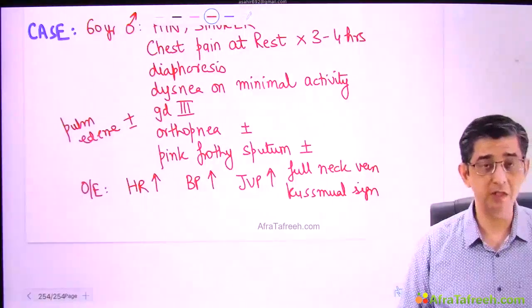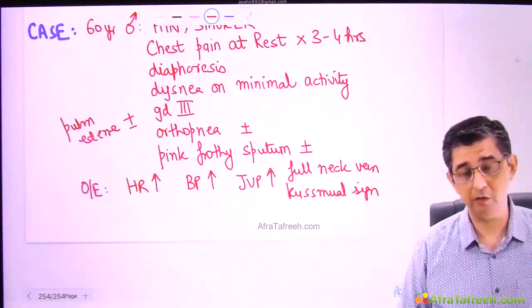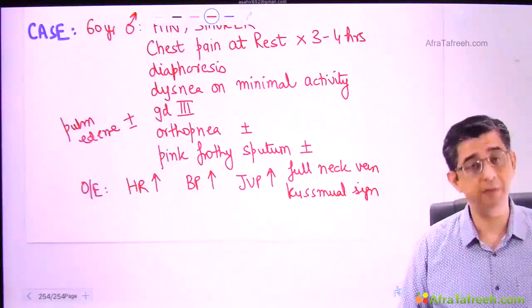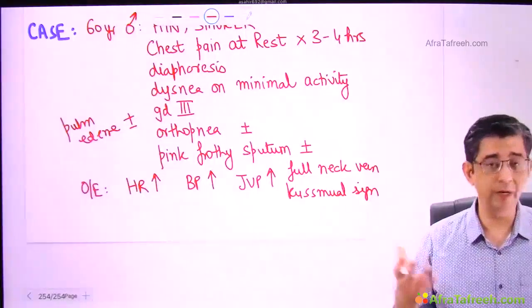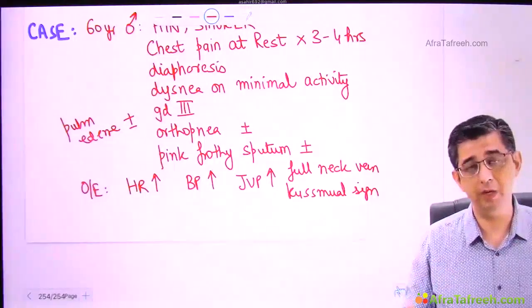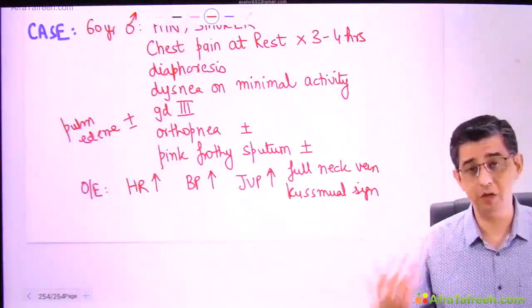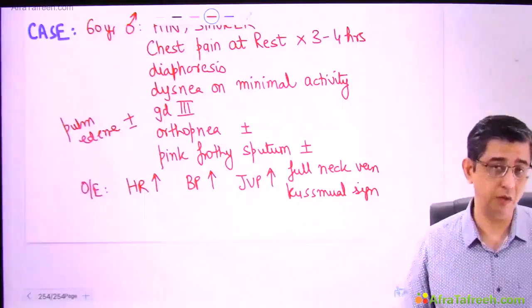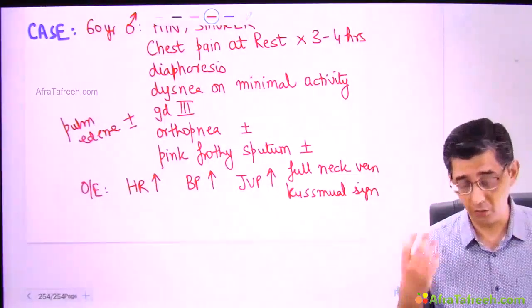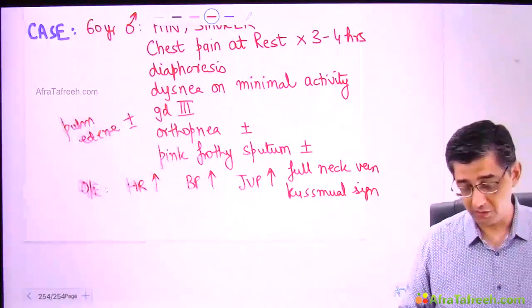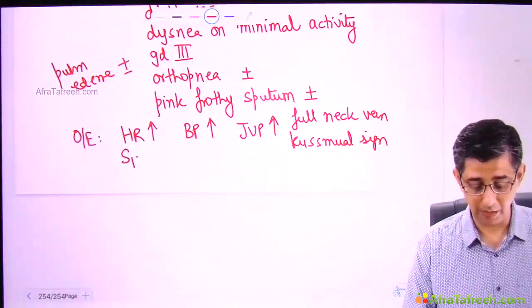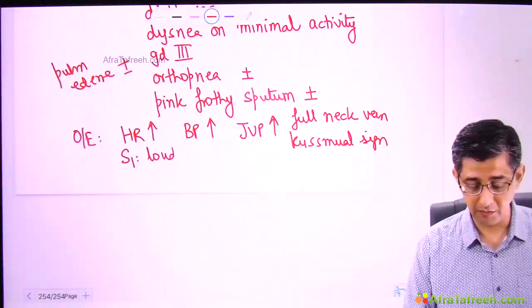Kussmaul sign has been discussed even for constrictive pericarditis. It is also present in patients who have restrictive cardiomyopathy and right-sided myocardial infarction. At the moment, I do not know whether it is an anterior wall MI or whether it is going to be a posterior wall or an inferior wall MI. That obviously the ECG will tell me, because in part 1 of acute coronary syndrome, I have taught you about infarct localization. Now, once the vitals tell me that there is a gross problem with the heart of this guy, I put my stethoscope and I notice that S1 was relatively louder.